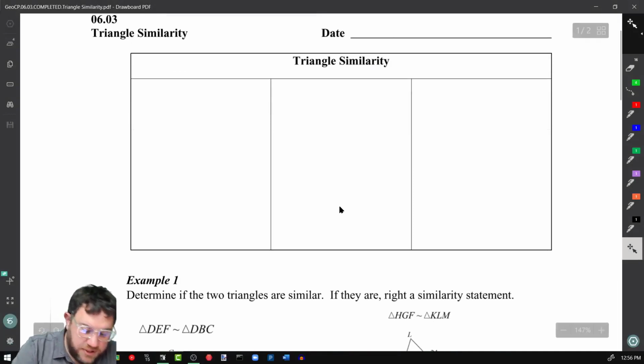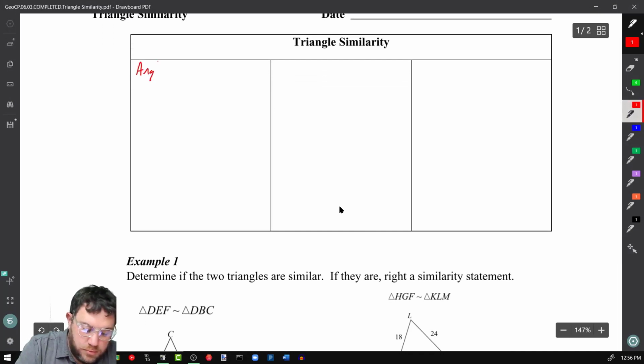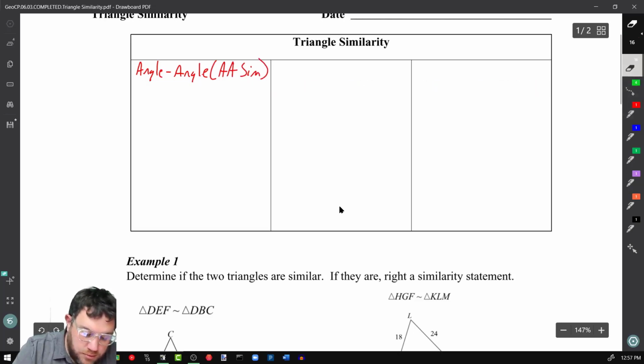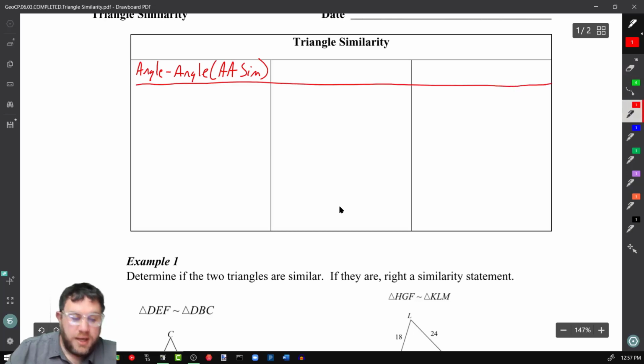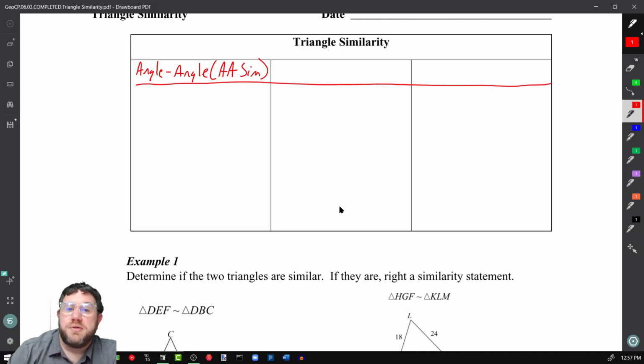All right, the first one is called angle, and we abbreviate it AA Sim, angle similarity. And it says if we have 2 angles of one triangle and 2 angles of another triangle, we have some corresponding angles there, then we know the triangles are similar. We don't have to know anything about the sides.